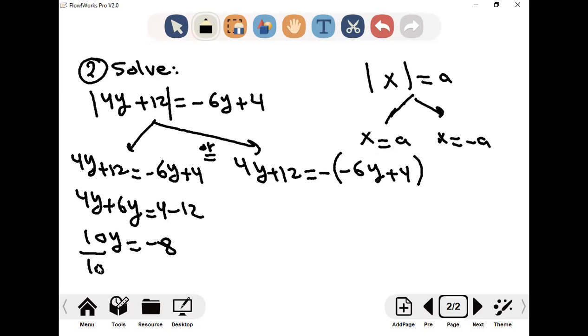Divide by 10. Who is talking? Don't talk. Equal, divided by 10. Done? So here simplify. Y will be what? It's easy. Come on. Negative 8 over 10. Simplify your answer. Y will be what?